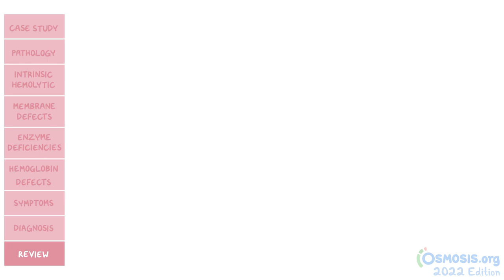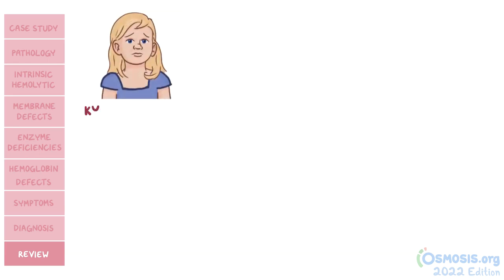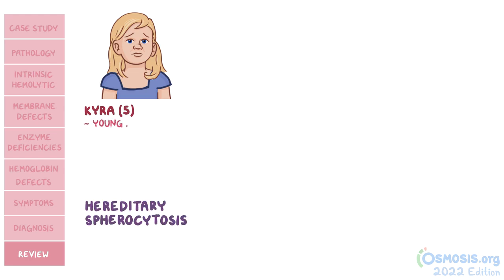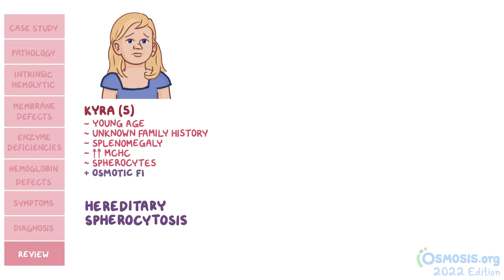Now, back to the patients. All of them have normocytic hemolytic anemia. Kira most likely has hereditary spherocytosis. Her young age, unknown family history, splenomegaly, increased MCHC, and the presence of spherocytes on peripheral blood smear are important clues for the diagnosis, which can be confirmed with the osmotic fragility test. A Coombs test should also be done to rule out autoimmune hemolytic anemia.